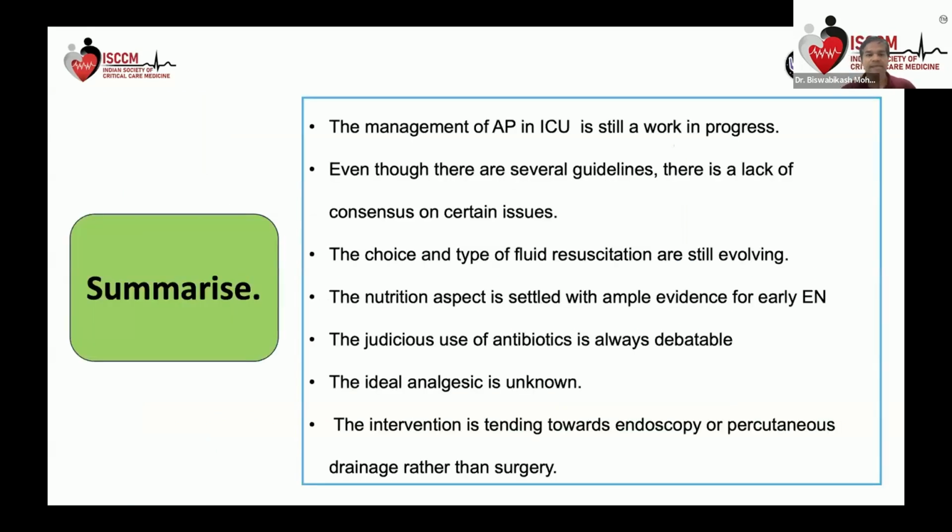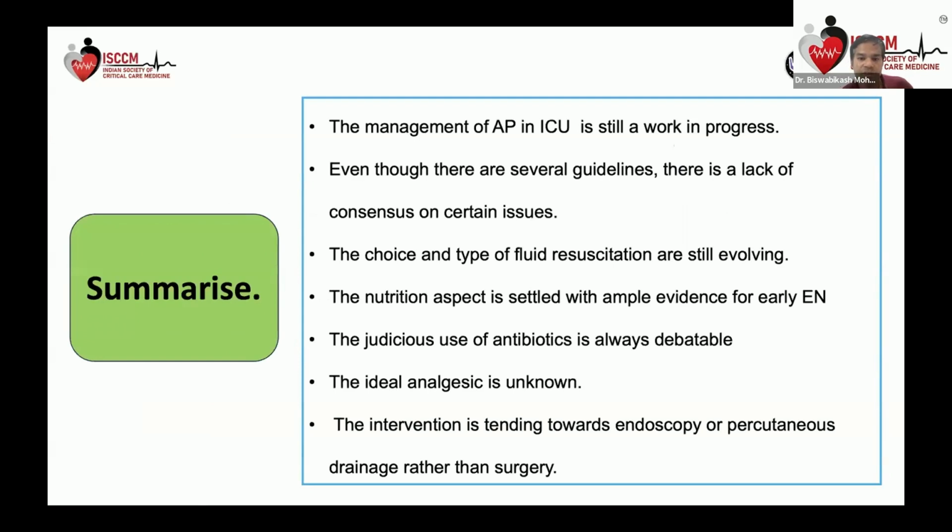So to summarize, the management of acute pancreatitis in the intensive care unit is still a work in progress. Even though there are several guidelines, there is a lack of consensus on certain issues. Choice and types of fluid resuscitation are still evolving. The nutrition aspect is settled, with ample evidence for early enteral nutrition.